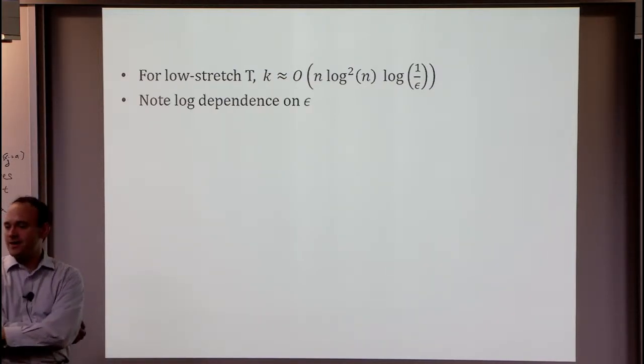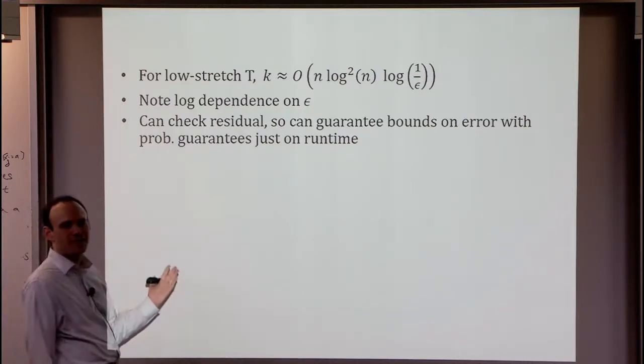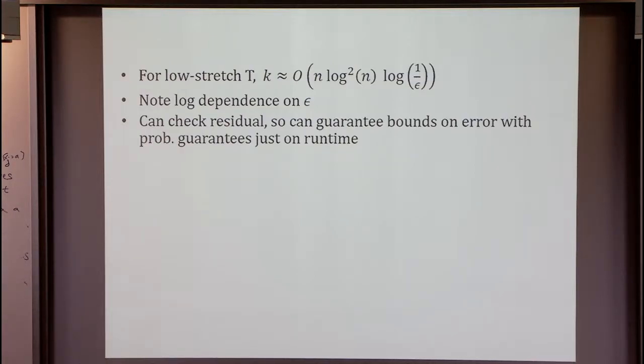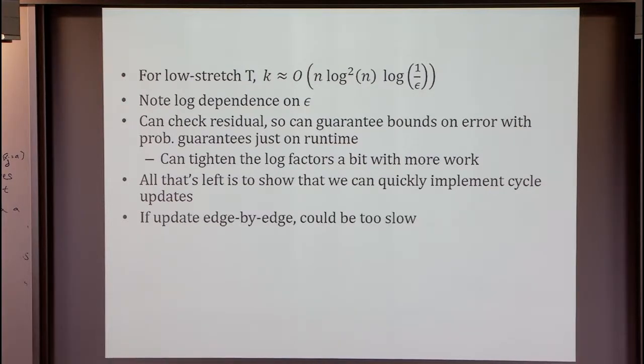The log 1 over epsilon is nice to have. Now, note that I made this a probabilistic algorithm, so it will probably improve the energy every step. But it's easy enough to check what your error is, because you can just compute a residual. So you can turn this into an algorithm with a probabilistic runtime and a promise that you'll get the right answer, as opposed to a probably right answer with a fixed runtime. You can tighten the log factors with a bit more work. And really all that's left is for me to convince you that you can quickly update cycles and maybe do low stretch spanning trees.